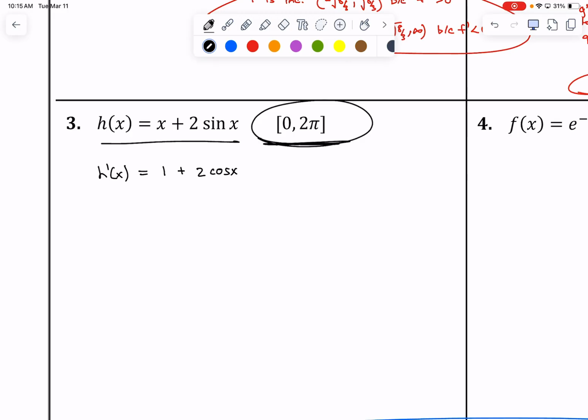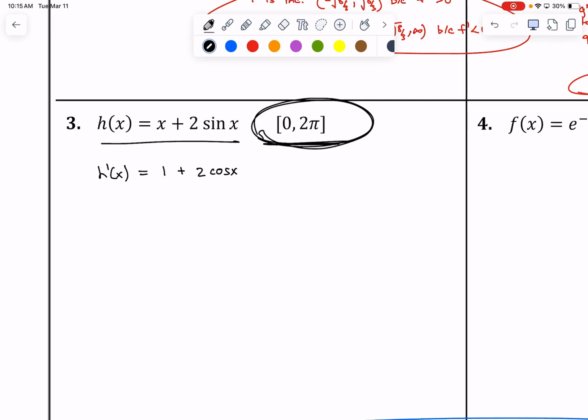Okay? And this is still not an EVT problem because they're not asking for what the absolute max and min is. But since they did give us a closed interval, would there be a max and a min? There would be an absolute max and an absolute min because this is continuous on the closed interval. But they're not asking for it. They just want to know where it's increasing, decreasing.